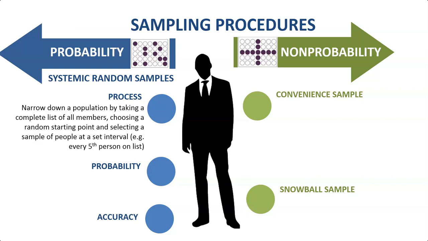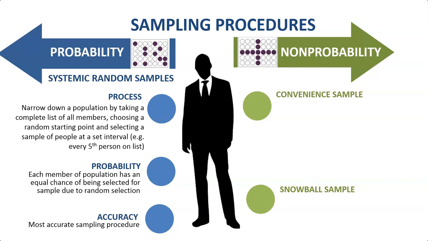So say for example, my population that I wanted to study were all the students at Niagara College. So what I would do is I would take a complete list of all the students at the college. I would choose a random starting point on that list, and then I would go down the list, and every fifth person on that list would be chosen to participate in the study. Probability means that every member of the population has an equal chance of being selected for the sample due to random selection. So in this example, every student at Niagara College would have a chance of being selected.